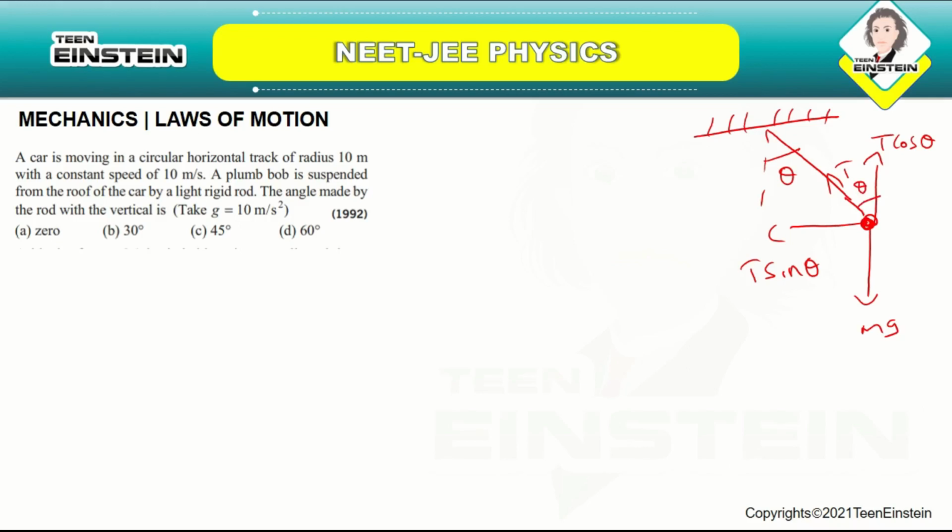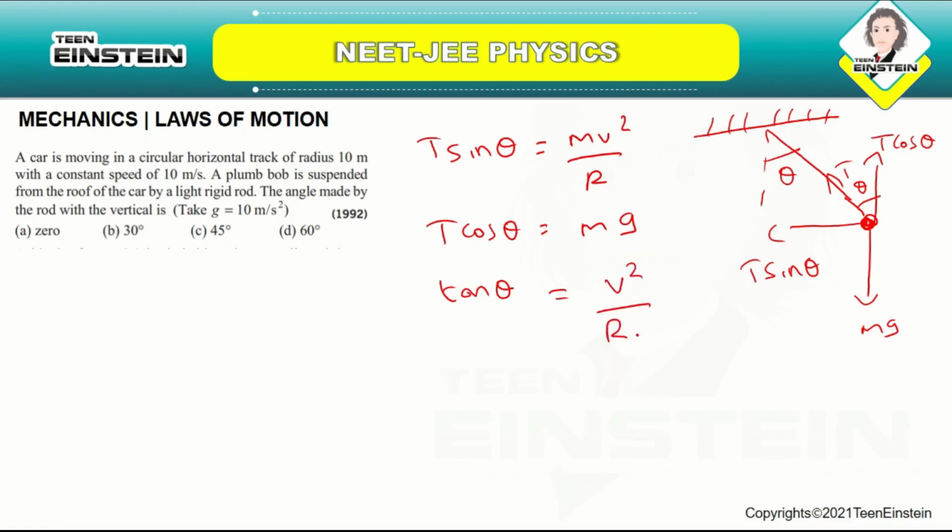So T sin theta is equal to mv square by r, and T cos theta is equal to mg. So when you divide these two, tan theta is equal to v square by rg, because m and m will get cancelled with each other.